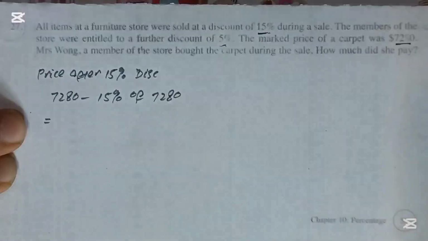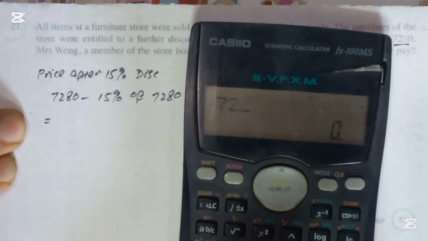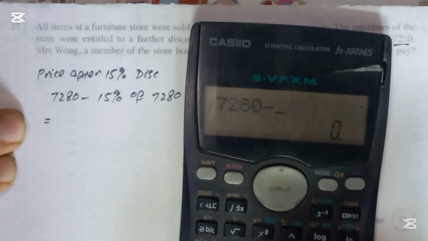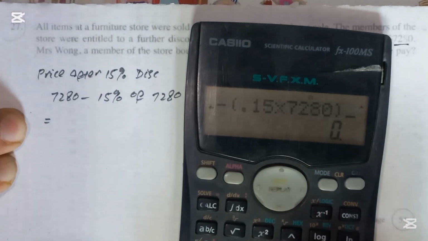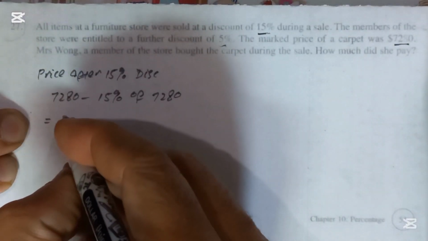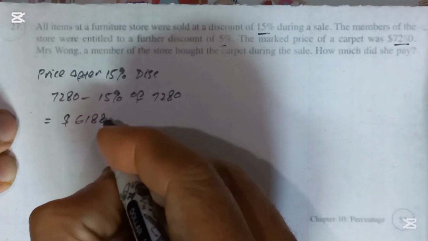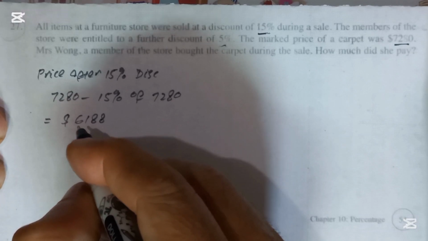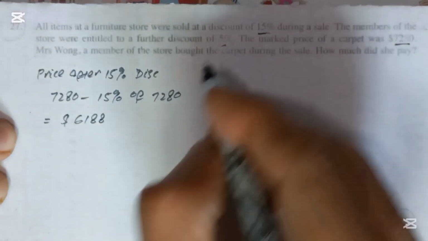So solve it now. That is 7,280 minus bracket start 0.15 of 7,280, bracket close, will be equal to 6,188. This is the price after 15% discount, but the employees of the store are getting a further discount of 5%.